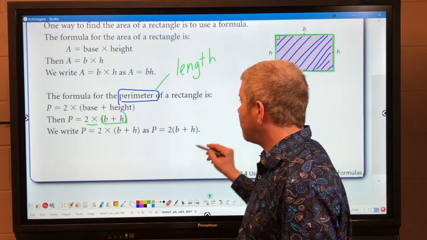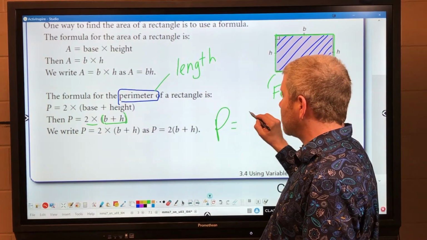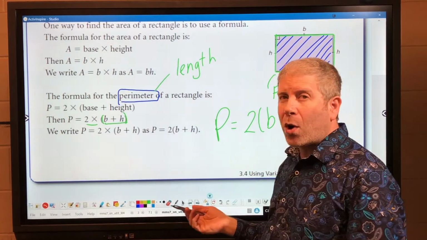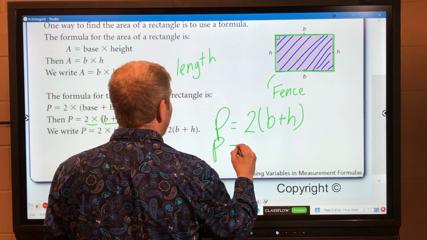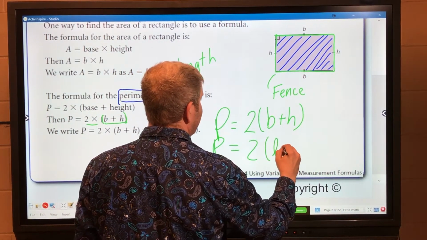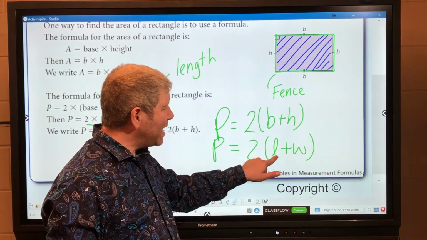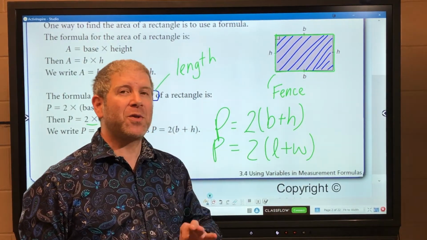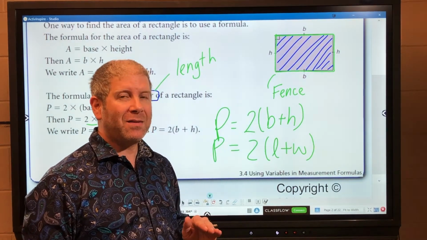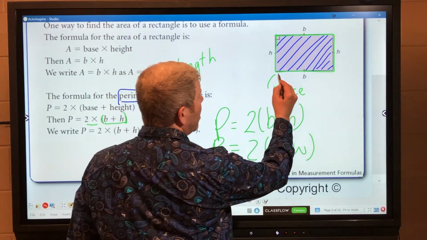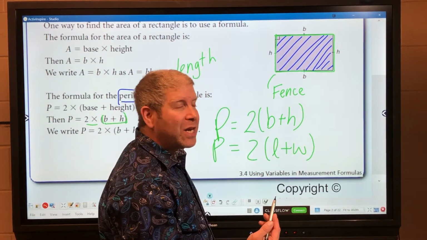The simplified version then is perimeter equals 2 times B plus H. Or you can of course use 2 times length plus width. The important thing to remember here is that we are adding length plus width. We are never multiplying them. When you multiply length times width, you get the area. When we are doing perimeter, we are getting what we would call a linear measurement.